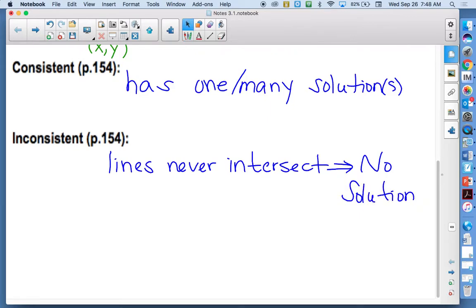So consistent means they have to meet somewhere because there's an answer to the problem. Inconsistent means there's never a solution. That would be the answer, just no solution because they're not intersecting. Julian, what kind of lines would not intersect? Parallel lines, yes. So we'll look at parallel lines.